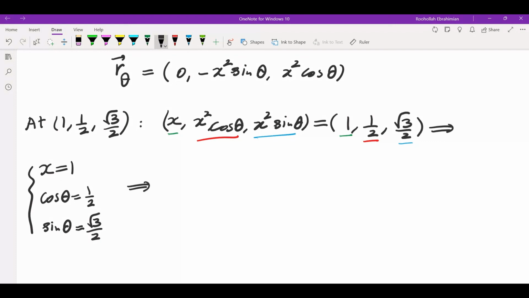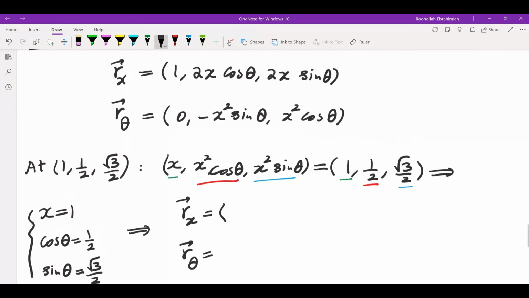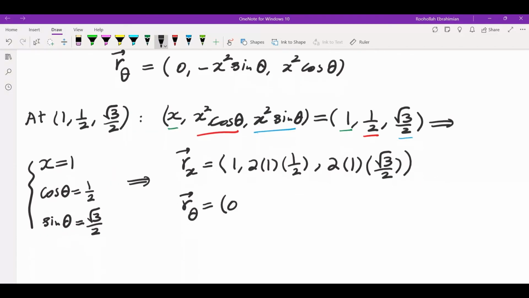So what does this mean? It means at this point, our x and our theta can be evaluated by these formulas. So 1, 2 times cosine of theta, so this is 2 times 1 times 1/2, 2 times 1 times root 3 over 2, and 0, negative 1 squared times root 3 over 2, and 1 squared times 1/2.